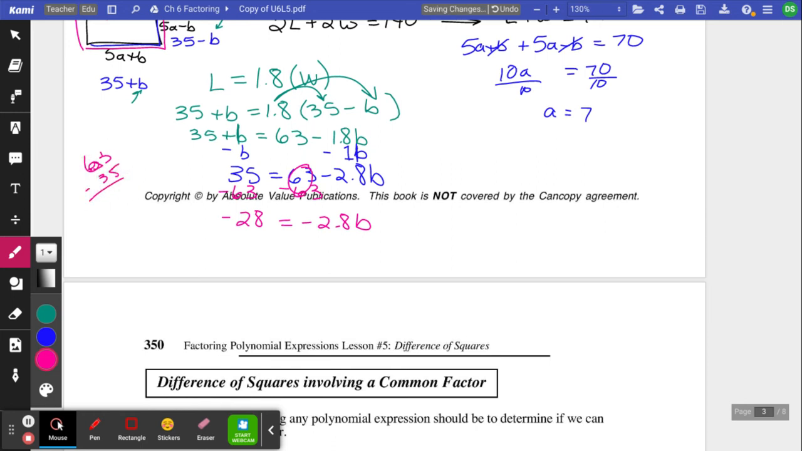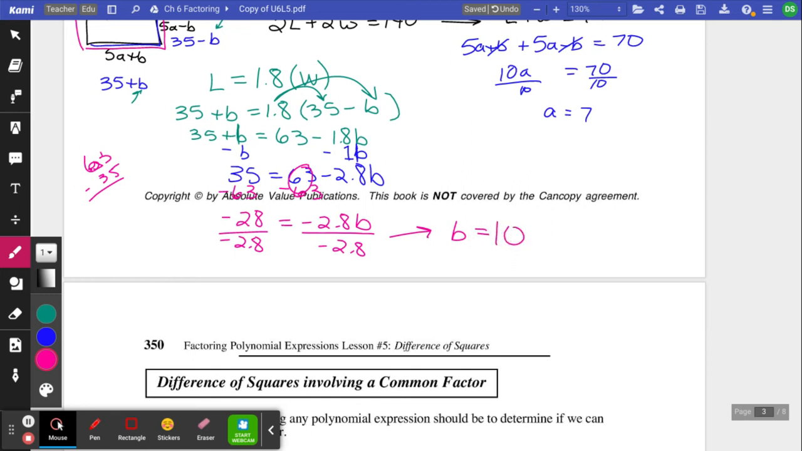Okay, last step. You're trying to get b. Yep, divide by negative 2.8. And what is b? I get 10. Is that my answer all done?